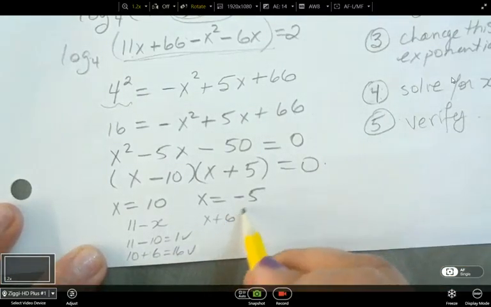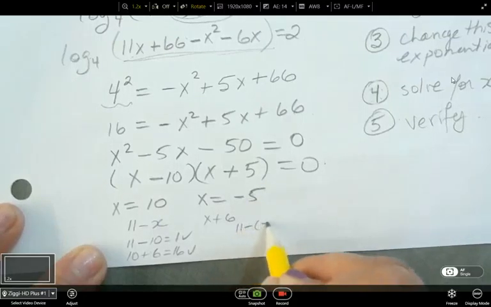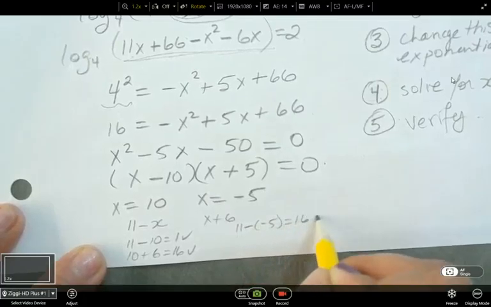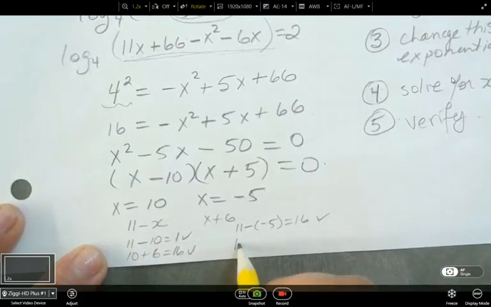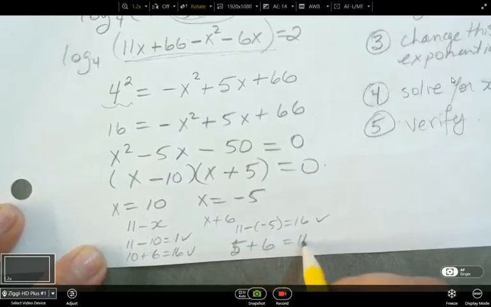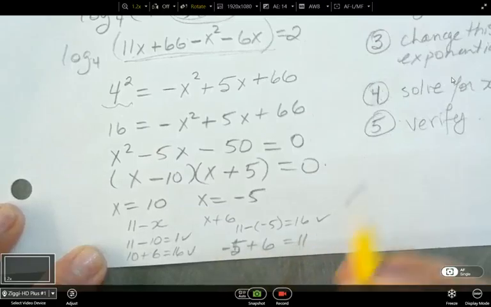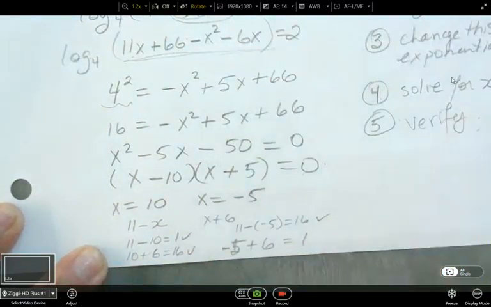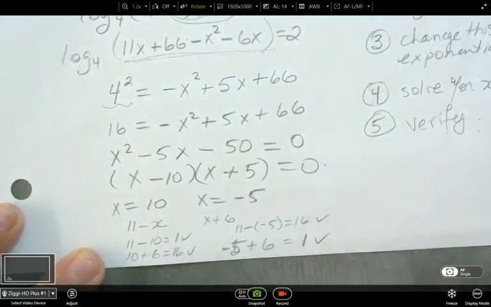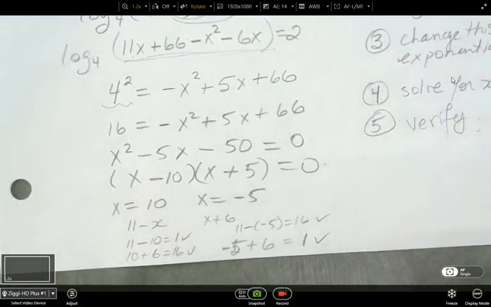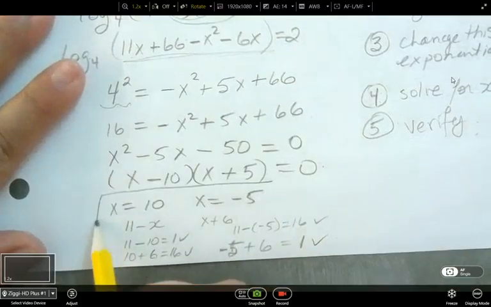And then I've got to do it with my negative 5, so I've got 11 minus negative 5, which is 16, that's good. And then x plus 6 is negative 5 plus 6, which is 1. So it's greater than 0, so I'm good. All right, perfect. So yeah, both solutions are legit.